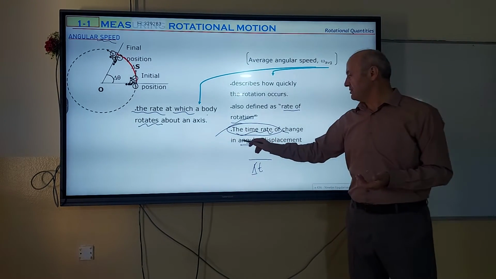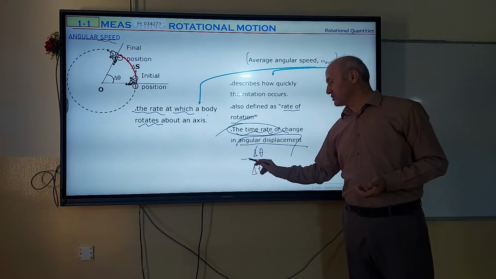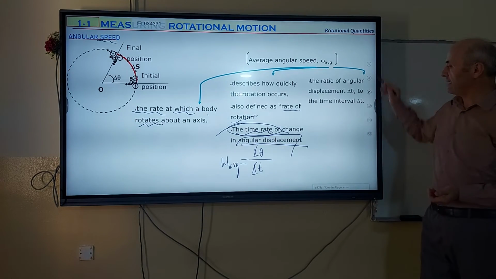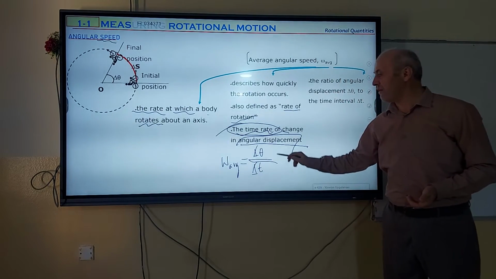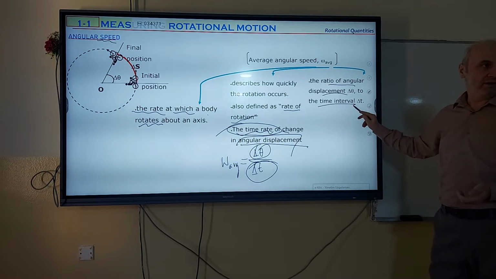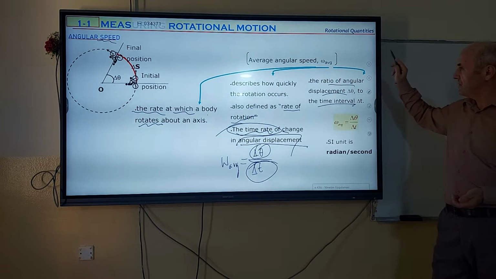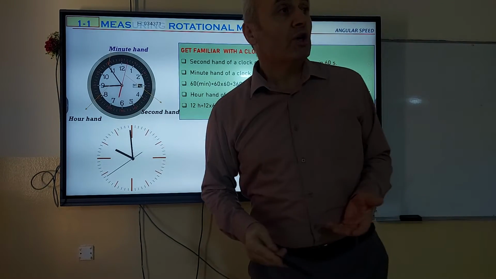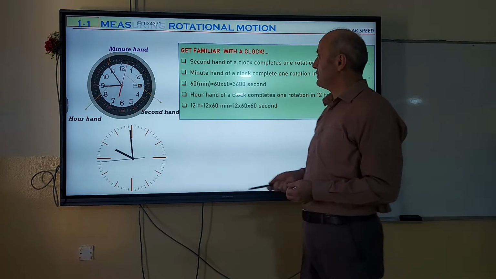Now, what is changing? Time rate of what? Angular displacement. That is, delta theta over delta t is going to be equal to omega average. And that's why we say that angular speed is the ratio of angular displacement to the time interval delta t. Its unit is radian per second. And clock questions are maybe the most important questions in angular speed.